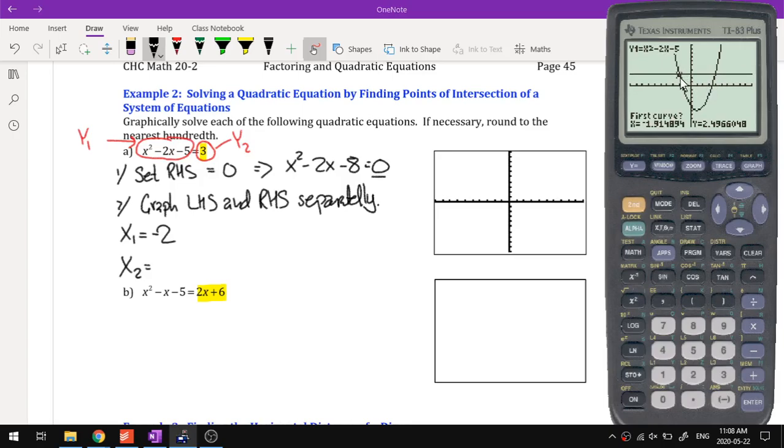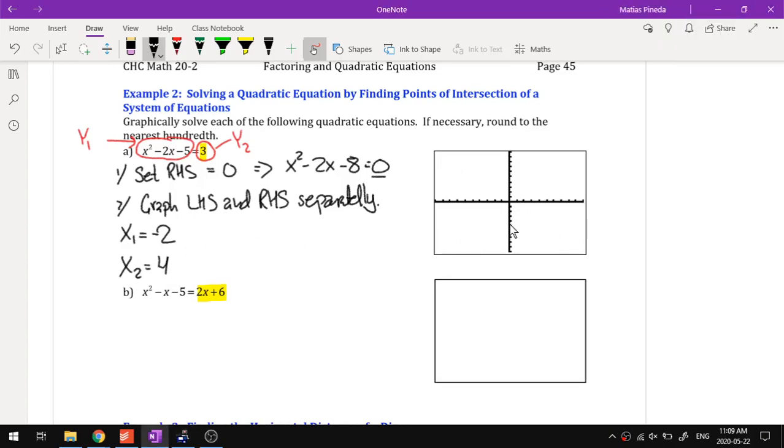So I'm going to move this cursor closer to the second intersection point by moving it to the right. It doesn't have to be super close, but we want it to be closer to the point we're looking for than to the other point. Somewhere over here will be sufficient. That's the first curve. For the second curve, it already placed the cursor closer to this point, so we don't have to move it. Just enter, enter. The second solution, the x-coordinate here, is 4, so x2 is 4.